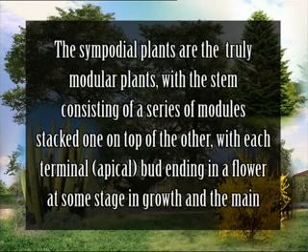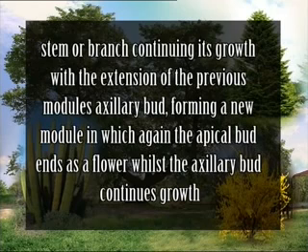On the other hand, the sympodial plants are the truly modular plants, with the stem consisting of a series of modules stacked one on top of the other, with each terminal apical bud ending in a flower at some stage in growth, and the main stem or branch continuing its growth with the extension of the previous modules or axillary buds, forming a new module in which again the apical bud ends as a flower whilst the axillary bud continues growth.